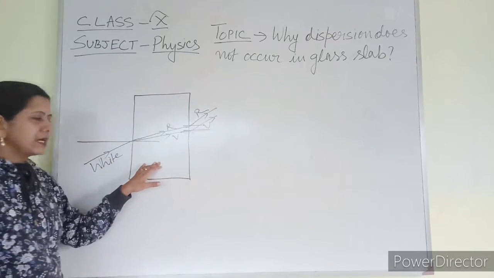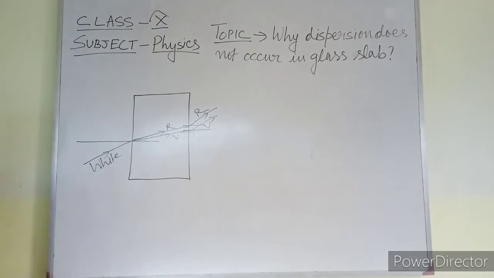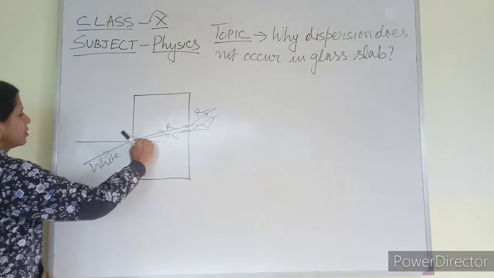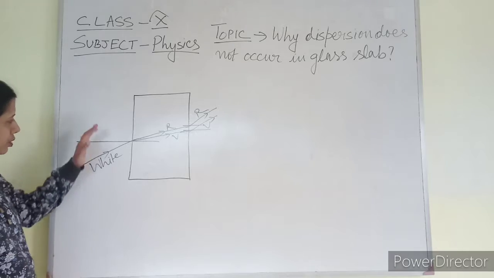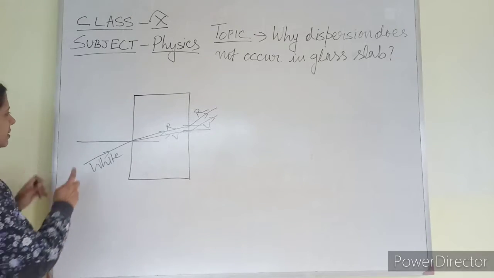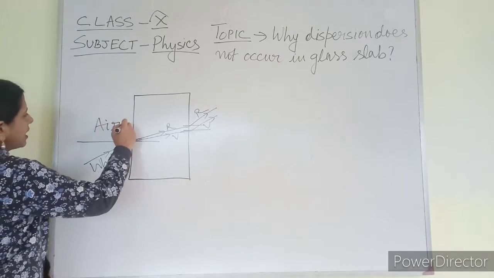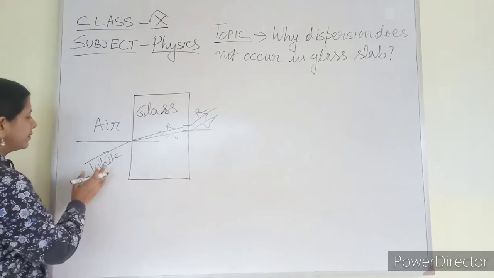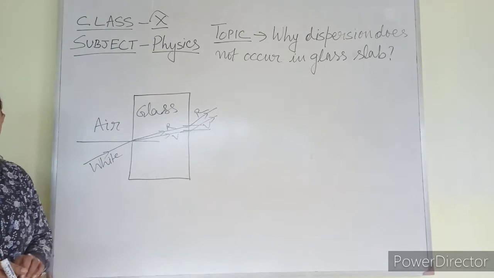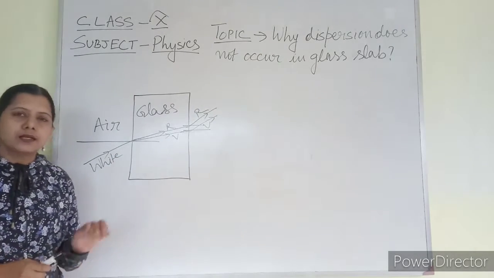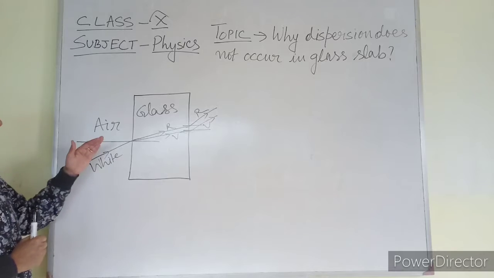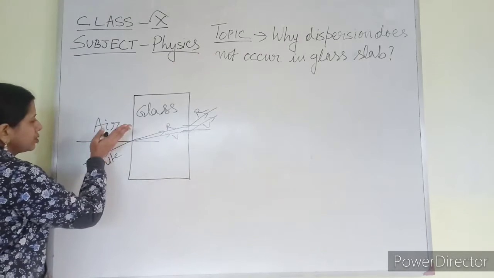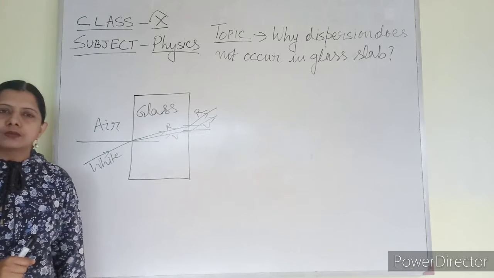Now this is the glass slab I have already drawn. This one is the white light passing through the glass slab, and this is the normal I have drawn. So this one is air, and this one is glass. So light is entering from rarer medium to denser medium. What happens when light enters from rarer to denser? Light ray bends away from the normal. This one is the normal, so the light ray is bending away from the normal.